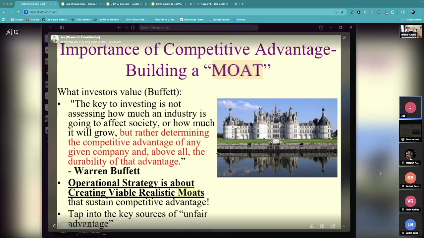So competitive advantage is the thing that you can do that makes you stand out. An easy example is: what's the competitive advantage of Uber or Lyft compared to a taxi cab, right?